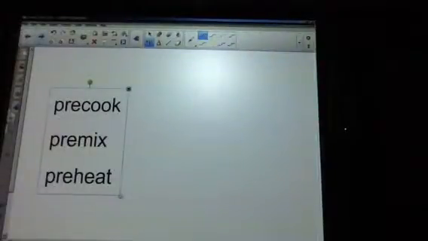Echo these words and listen for something that they have in common. Pre-cook. Pre-mix. Preheat. What do you hear in all these words? Pre. Let's look at these words and see what's making that sound. P-R-E. Okay, good. P-R-E. Pre-cook.